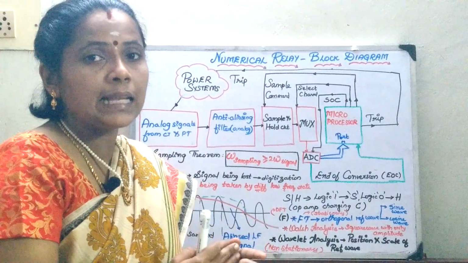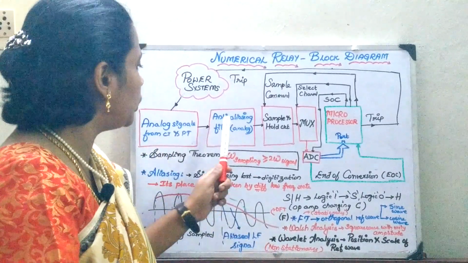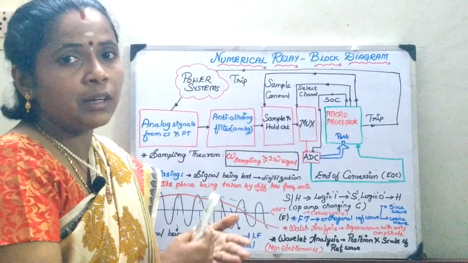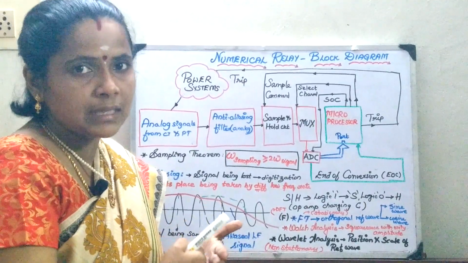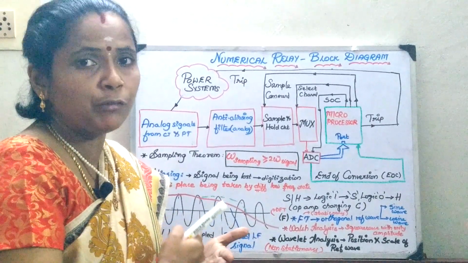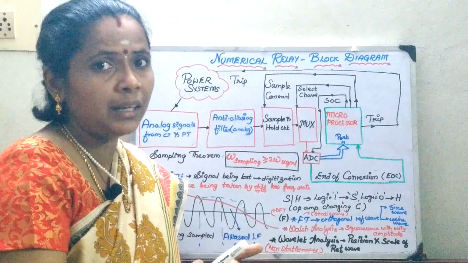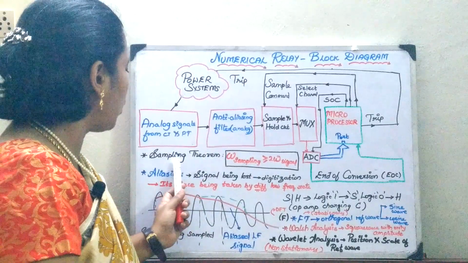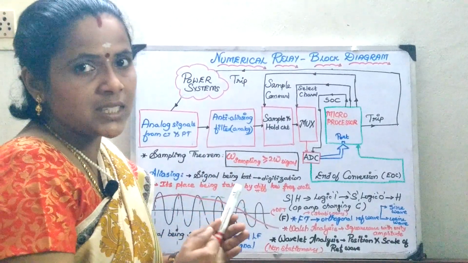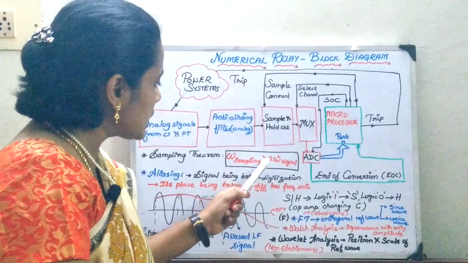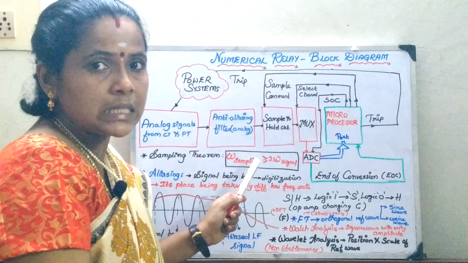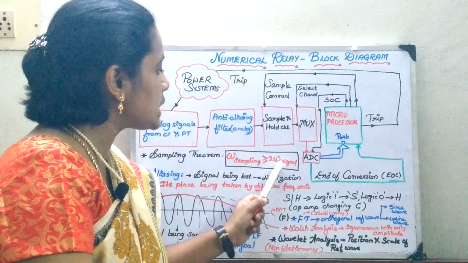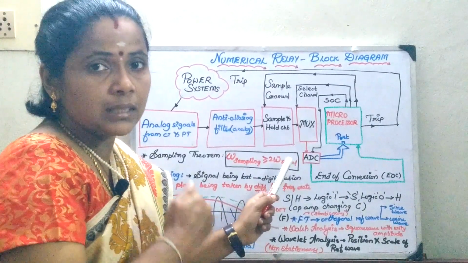The analog signals cannot be given directly to the anti-aliasing filter, because whatever data is in the signal, we have to preserve the data or the information present in the signal, right? So in order to preserve this information, we have to follow the Shannon sampling theorem, which states that the sampling frequency should be greater than or equal to twice the signal frequency. This is the lower limit.